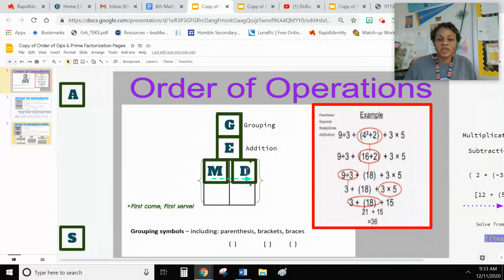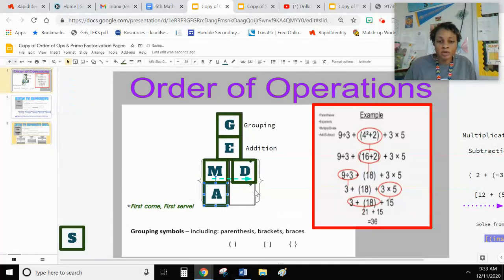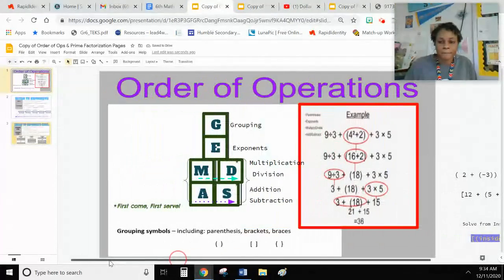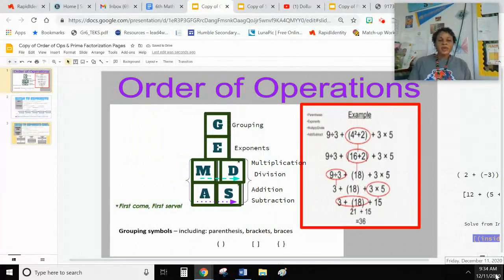After multiplication and division, we have addition and subtraction, where you also see that asterisk there. That means first come, first serve. And again, we know that we typically say that is from left to right. So let me just pop in my words here. All right, so we have grouping, exponents, multiplication, division, first come, first serve, addition and subtraction, first come, first serve. Let's look at the example here.